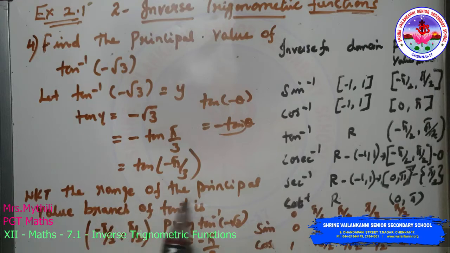We know that the range of the principal value branch of tan inverse is minus pi by 2 to pi by 2. Minus pi by 3 lies in the branch. So the principal value of tan inverse of minus root 3 is minus pi by 3.